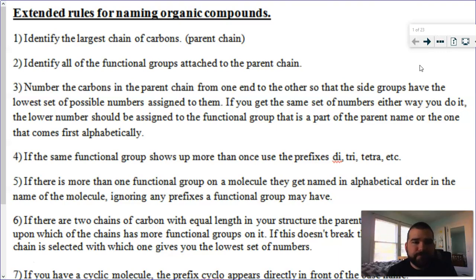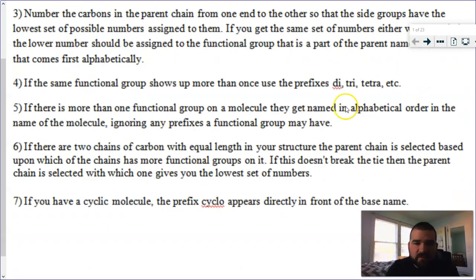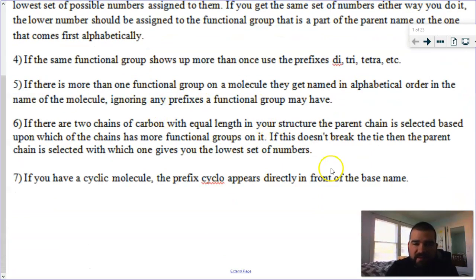It'll help a lot. Number 3, number the carbons in the parent chain from one end to the other so that the side groups have the lowest set of possible numbers assigned to them. We'll go over that, and then there are some tiebreakers in the next sentence that we'll talk about when we hit those too. Number 4, if the same functional group shows up more than once, you use prefixes like di, tri, and tetra. For example, if there are two OH groups on one carbon chain, that would be a diol, meaning two alcohols. Number 5, if there's more than one functional group on a molecule, they get named in alphabetical order, and you ignore the prefixes in that. Again, there'll be examples of all of these as we go along.